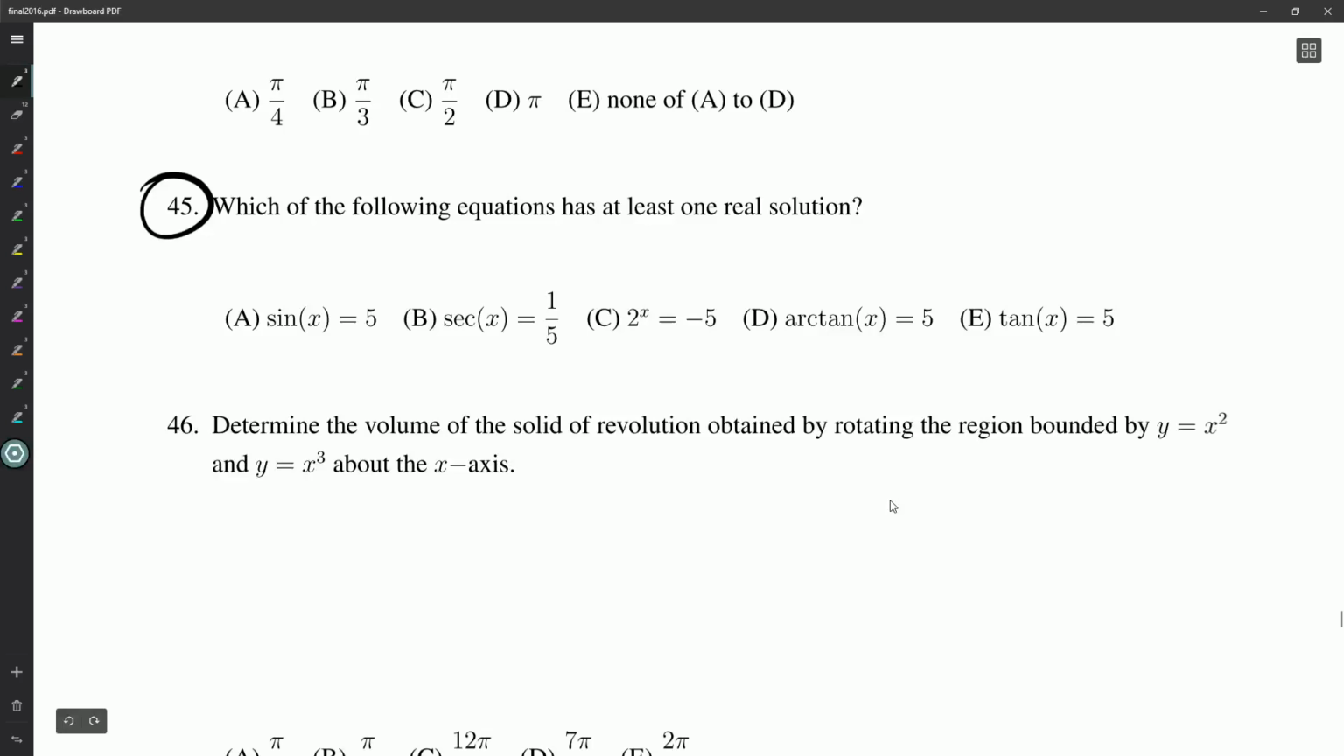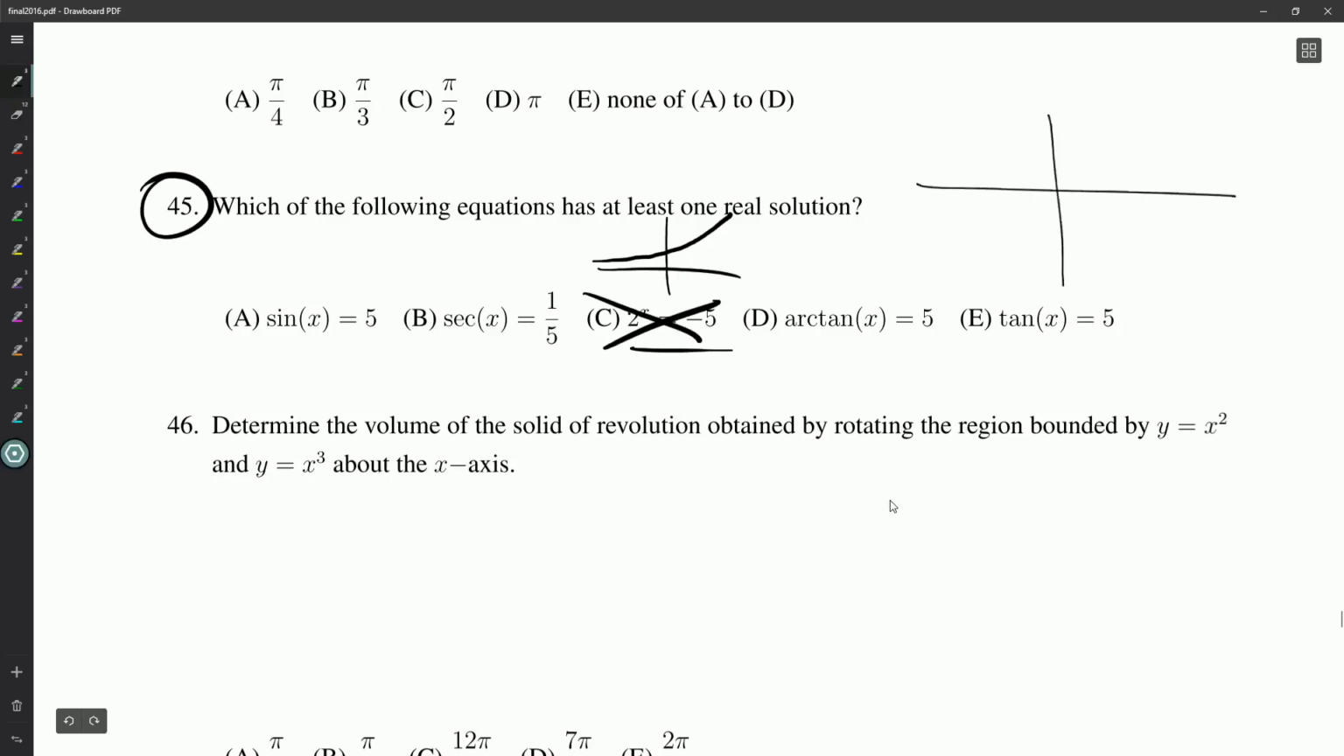All right. So we just have to say, well, which of these could actually happen? So take, for example, 2 to the x. Well, 2 to the x, and you might remember its graph, is always above the x-axis. It's never going to be equal to -5. So that one's out right away. Okay. Other things we might think about, considering the graph, how about arctan?